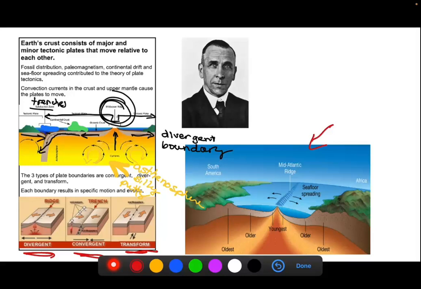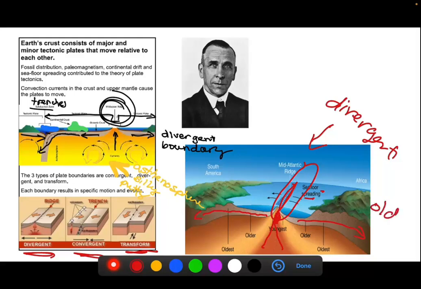Here's another picture of that divergent boundary. And this is the mid-Atlantic ridge because of seafloor spreading. As this happens, the youngest seafloor is going to be right here in the middle, and these older areas are going to be pushed out. So the oldest crust is over here, and the youngest crust is in the middle.